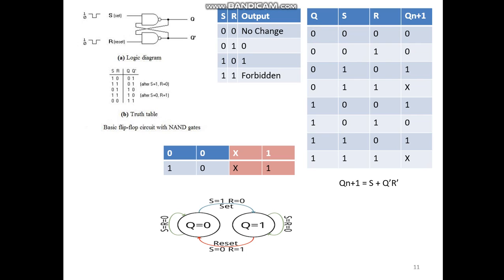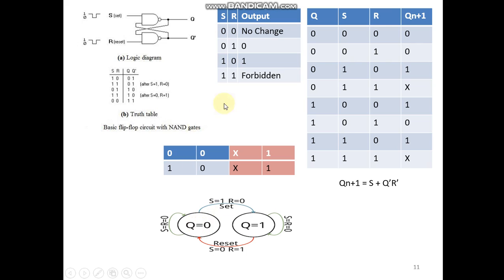It defines what will happen if your previous state is 0 and what will happen if the previous state is 1. From that table we define the characteristics equation: Q of n plus 1 is equal to S plus Q dash R dash. From that we define the state.